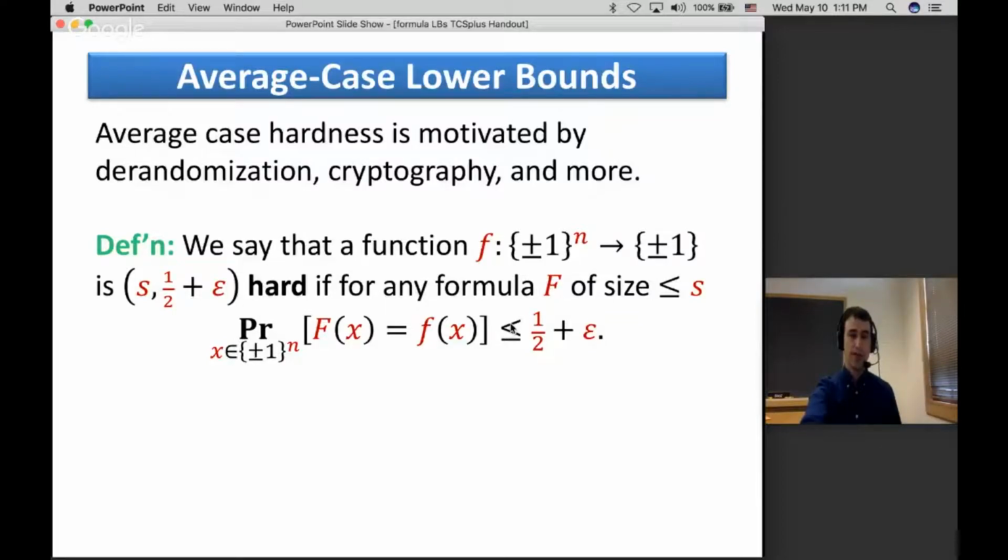I will say that the function is s, half plus epsilon hard if any formula of size at most s agrees with this function on at most half plus epsilon of the inputs. In other words, if you want to get agreement more than half plus epsilon, then you need a formula of size bigger than s. Okay, so this will show that some tasks, even for getting 51%, you need a large size. And I want to mention a few results from the literature that show this kind of hardness results.